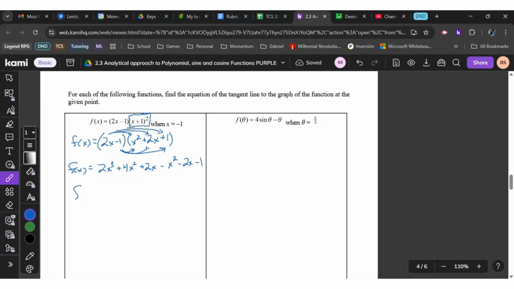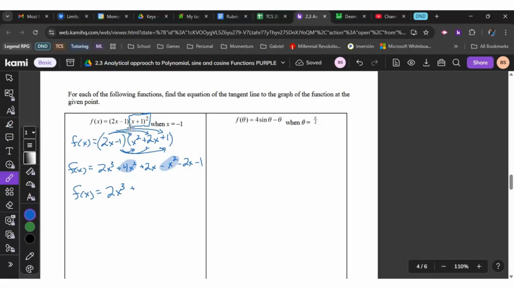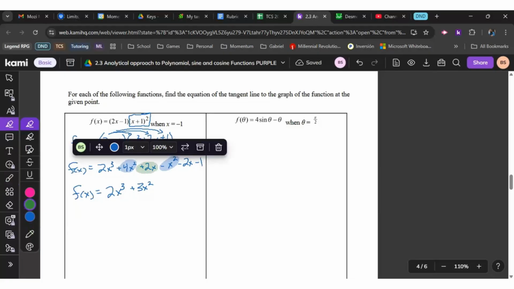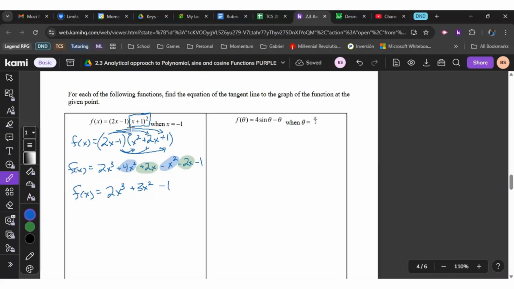Now I need to collect my like terms. Is there anything that I can put together there? 2x cubed is by itself. What else? Yeah, the squareds, right? So if I put those together, I'm going to get 3x squared. What else can I put together, guys? How about the x's? What happens to 2x and -2x? Just gone. And so then it's -1. So that's my function. So now I need to find the derivative.